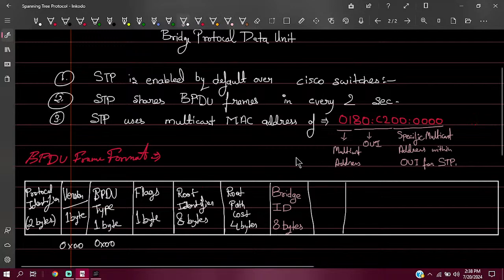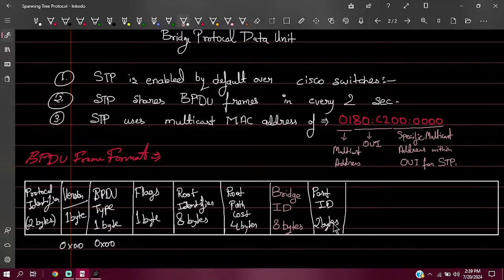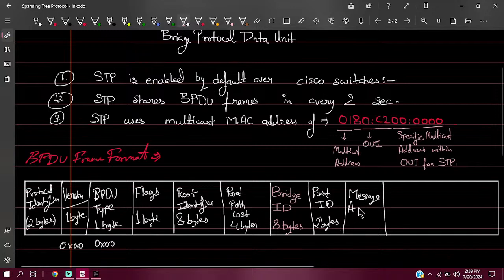Then we have port ID. Port identifier is of 2 bytes in length. It will just tell you कि किस particular interface, what is the interface which is sending the bridge from which the BPDU was sent. Okay. After this BPDU has an age to live that will be defined by the message age. This particular field is of 2 bytes in length.